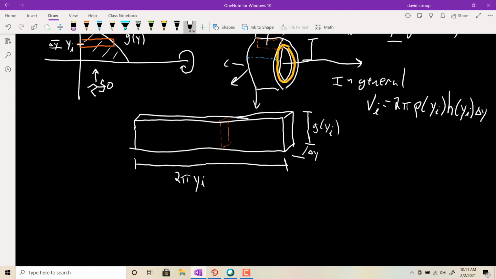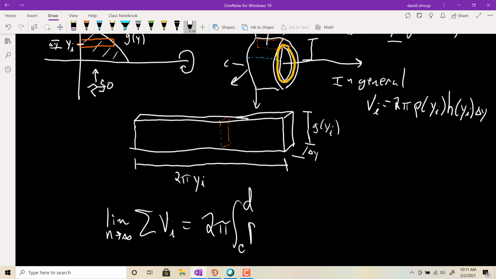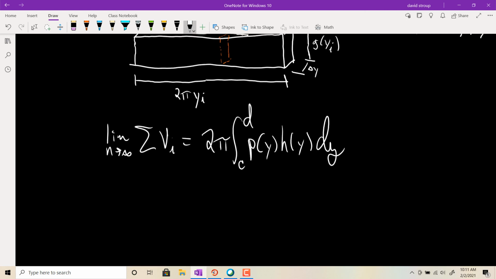So as the Riemann man runs across, we take the limit as the number of these shells goes to infinity, and our ending integral, sort of du jour, is the integral from c to d of 2 pi rho of y, h of y, dy. Okay. So for the disk method, you're always identifying radii, that r of x or r of y function. Now the things you want to identify are going to be the radius function and this height function.